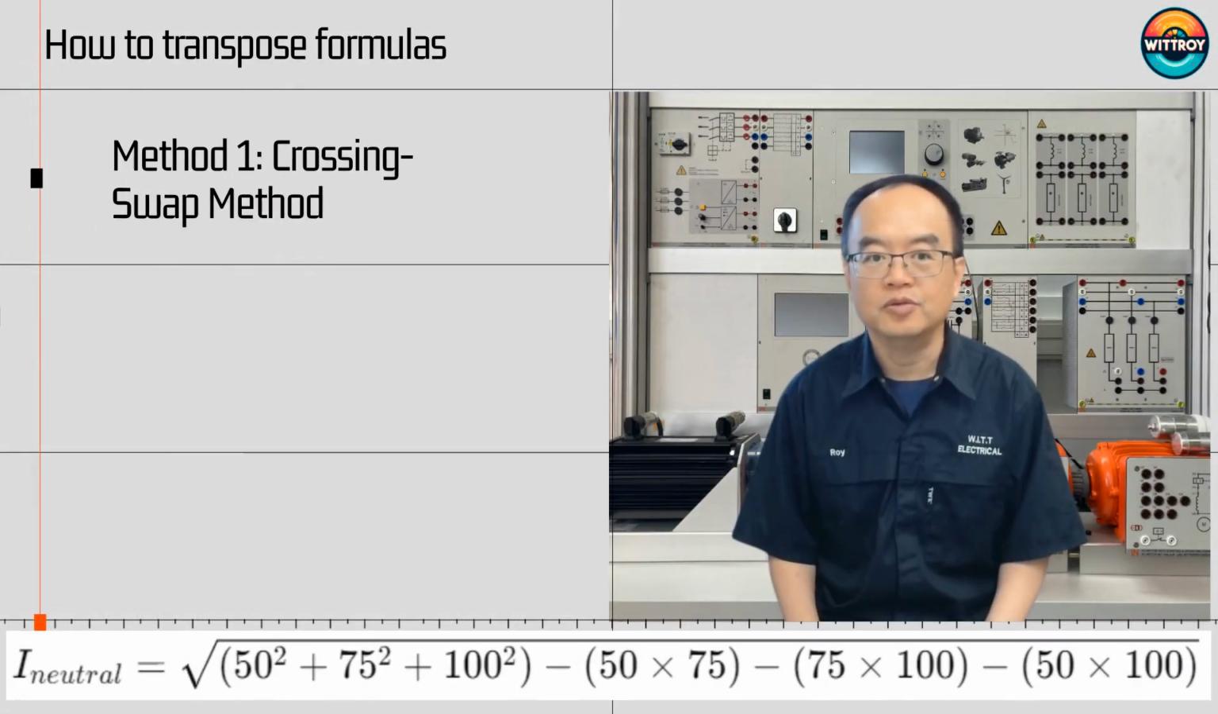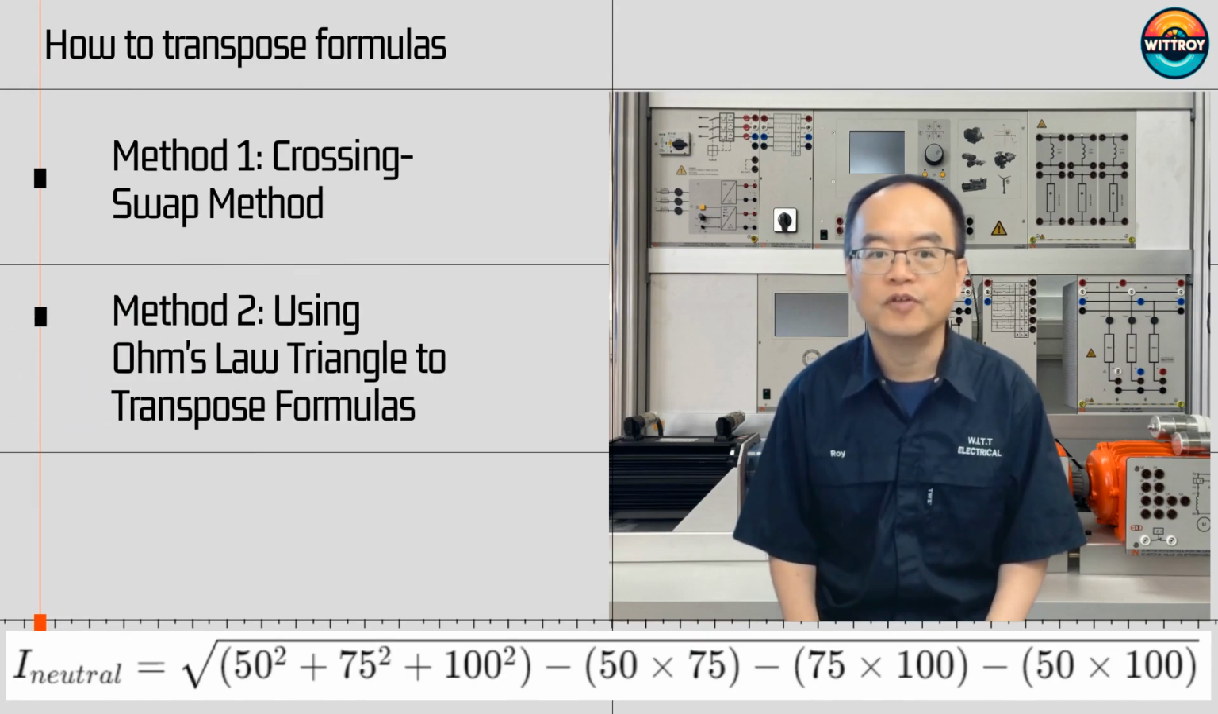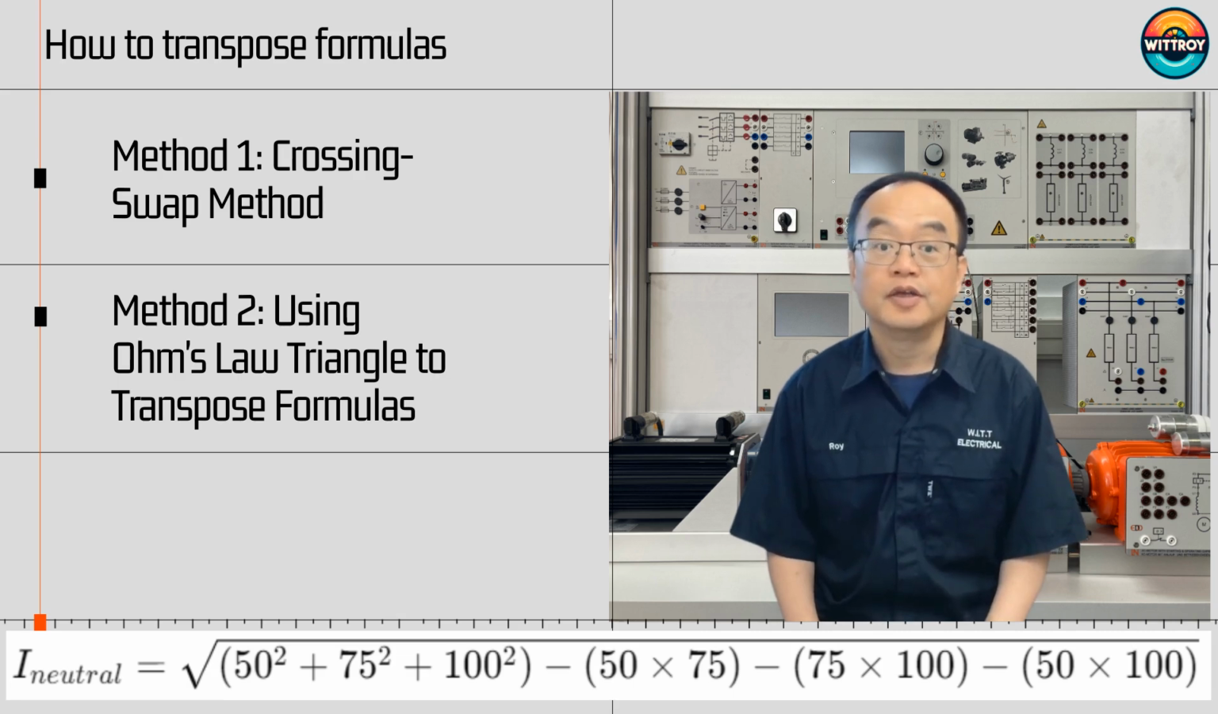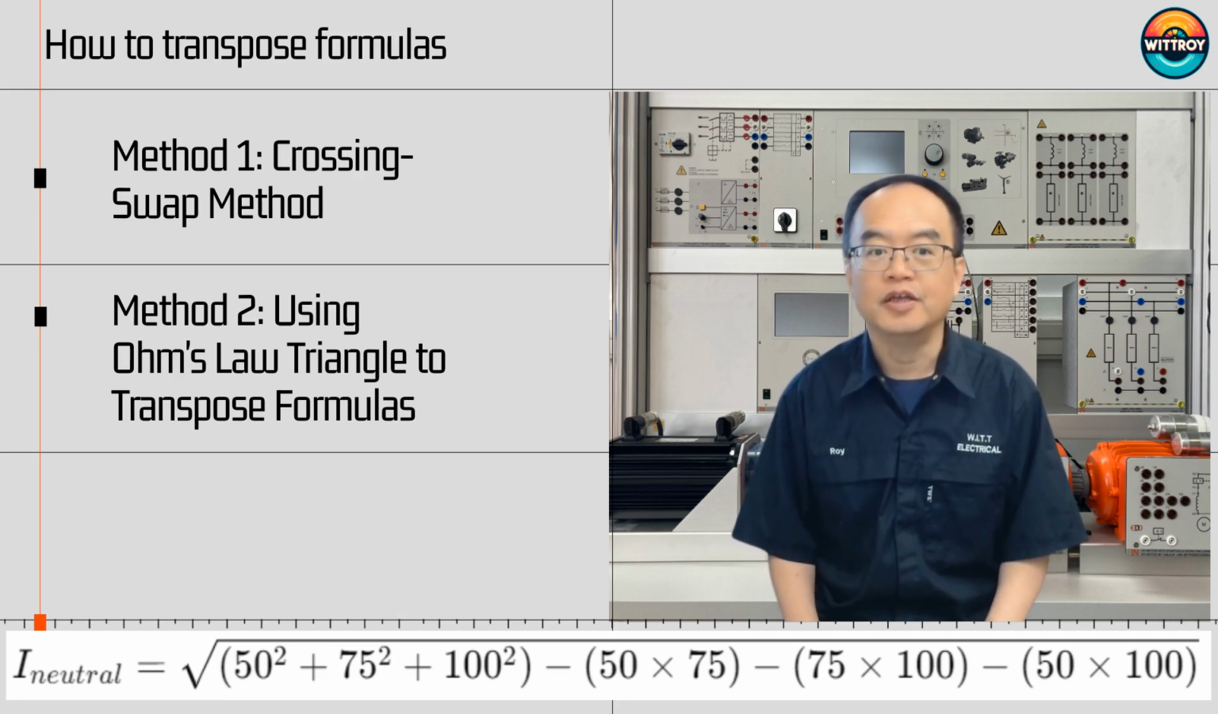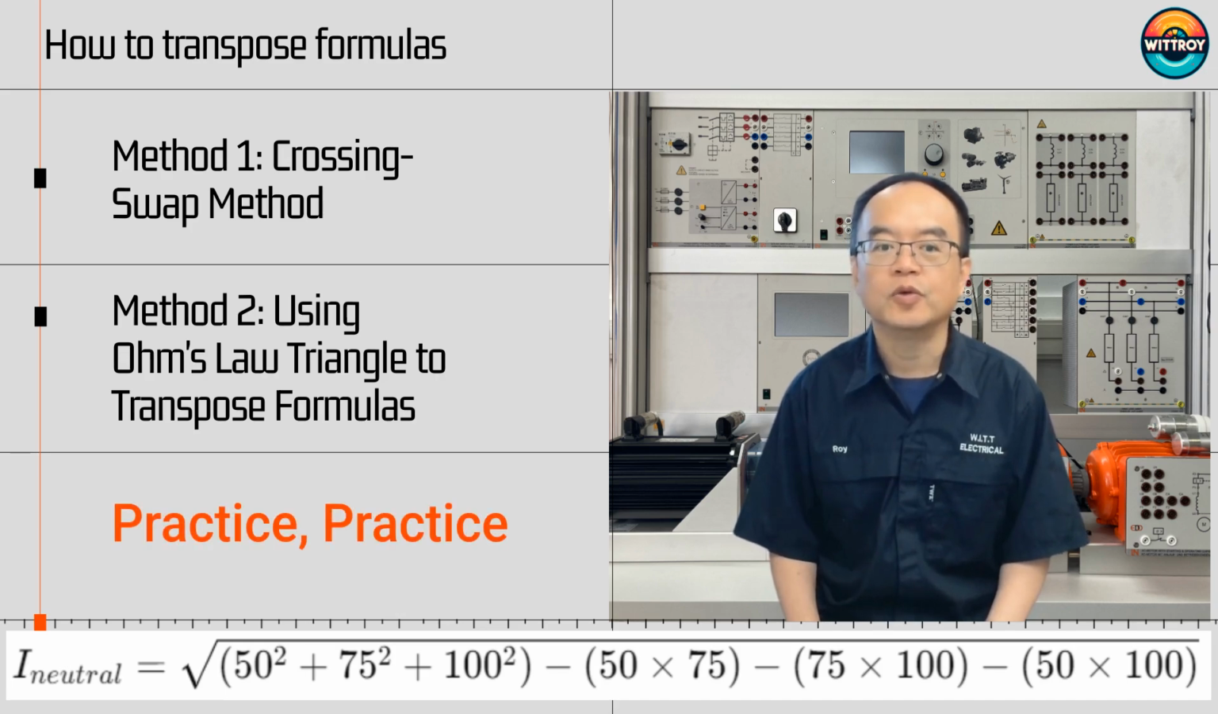Today, we have learned how to transpose formulas using 2 effective methods, the crossing swap method and the Ohm's law triangle method. Transposing formulas might seem challenging at first, but with the right approach, it becomes a straightforward process. By understanding and applying these 2 methods, you can easily transpose almost any formula. The key is to practice regularly until you are familiar with the steps and processes.